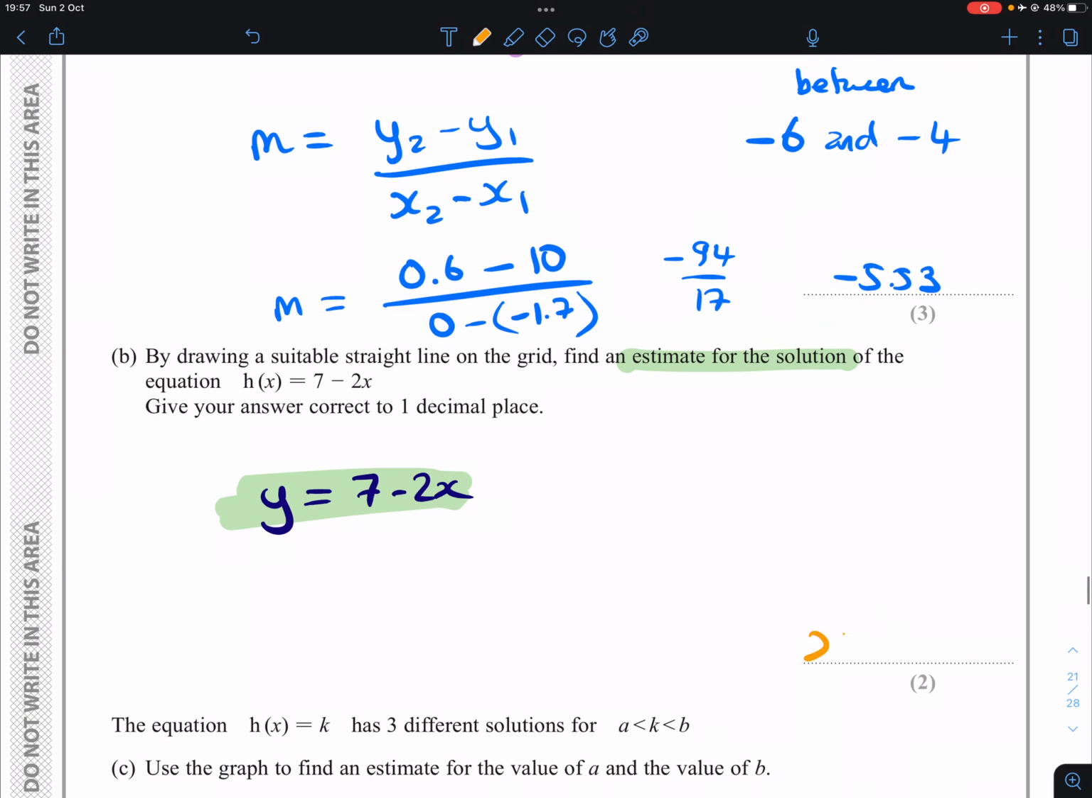So x equals 2.2. And of course it says here to 1 decimal place, which I've done anyway. So if I thought that was 2.21, it's going to be 2.2. If I thought that was 2.18, it's going to be 2.2.